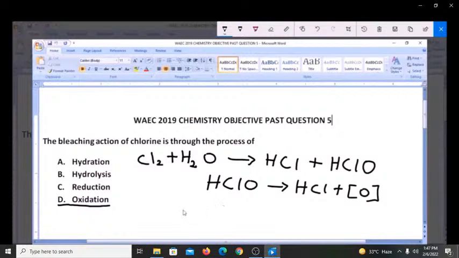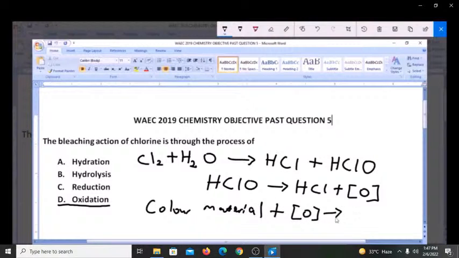Now, this oxygen atom is the one that reacts with the colored material. So you have the colored material reacting with oxygen, and when this reaction occurs, the colored material becomes colorless. In other words, it's bleached.